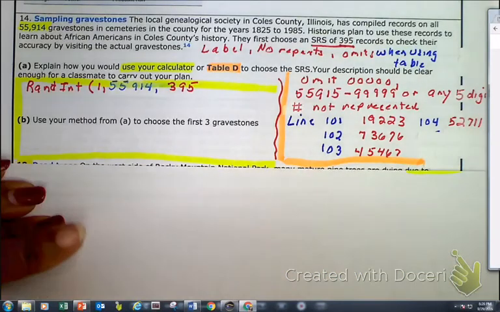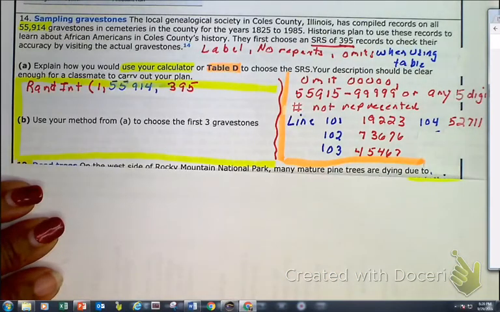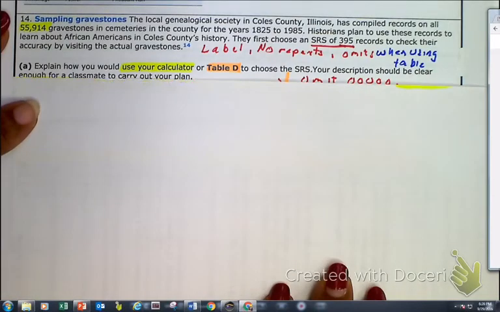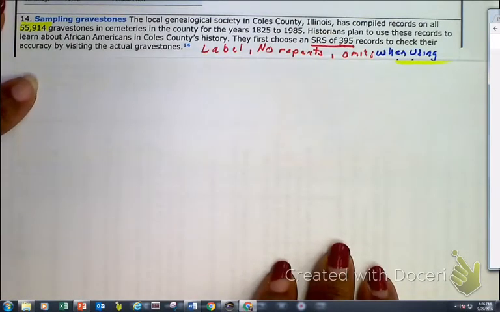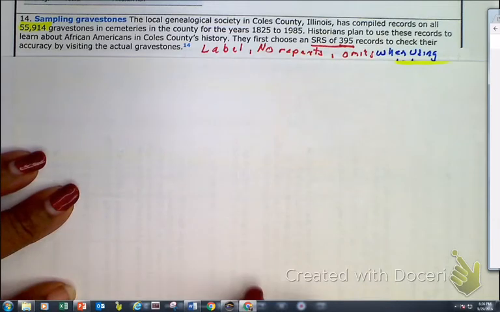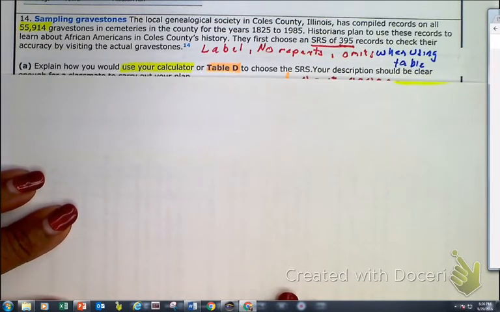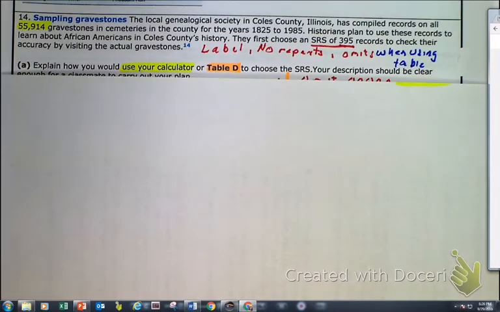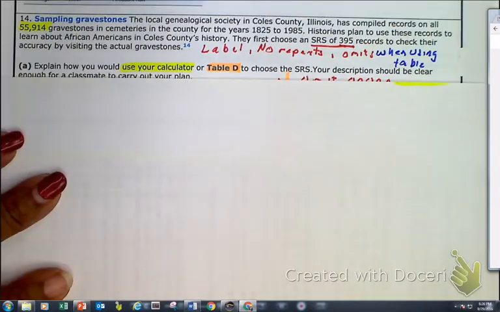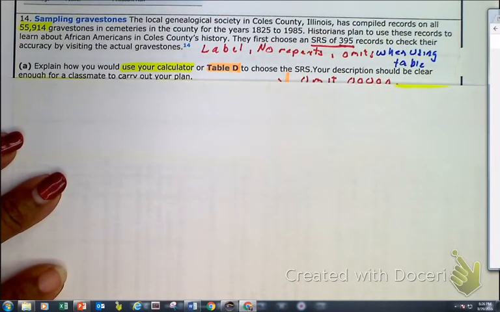Now, the last example I want to give, which is on page 5 of your notes, number 14. They're asking us to do it again: explain how we're going to use the calculator or the random table of digits to choose an SRS.